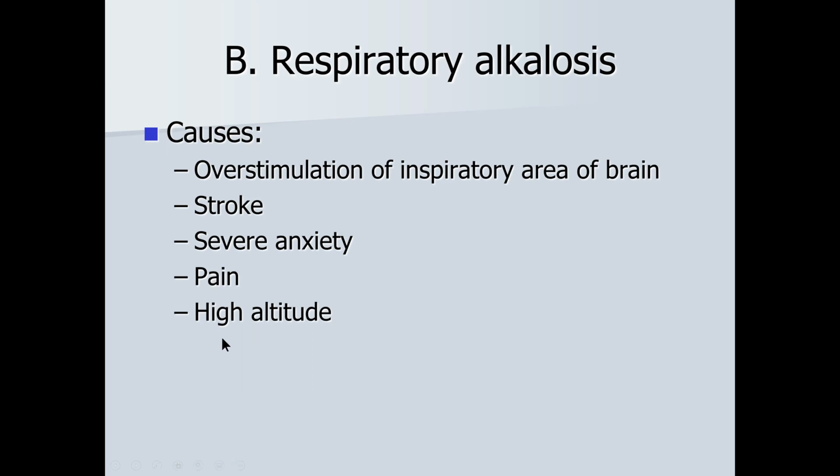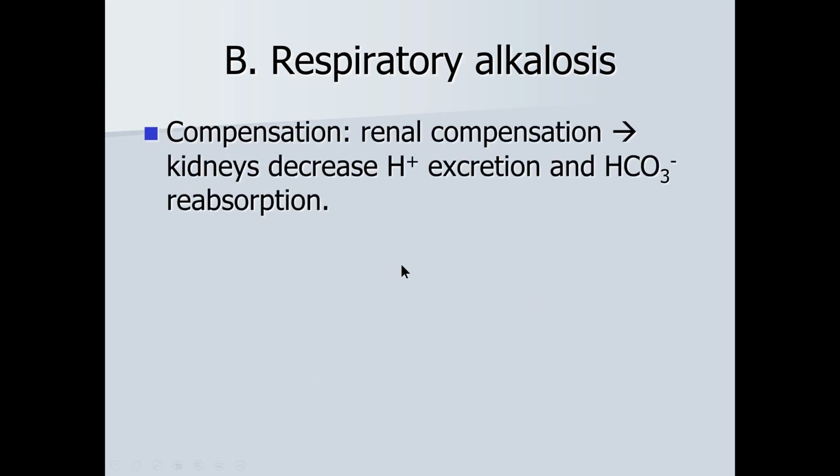Pain, high altitude, okay? Respiratory alkalosis: pain, high altitude, severe anxiety. Compensation, guess what the kidneys do? Now we're alkalotic, so we want to add more acid. So we're going to not secrete or excrete hydrogen ion into the renal tubules, into the collecting system. We're going to reabsorb it, and we're going to dump bicarb, okay?